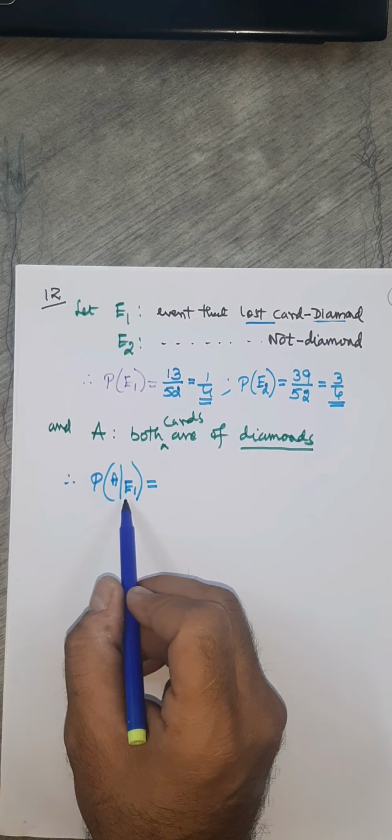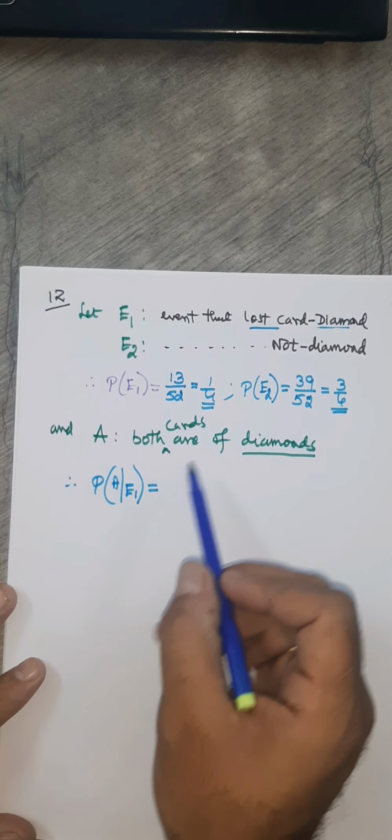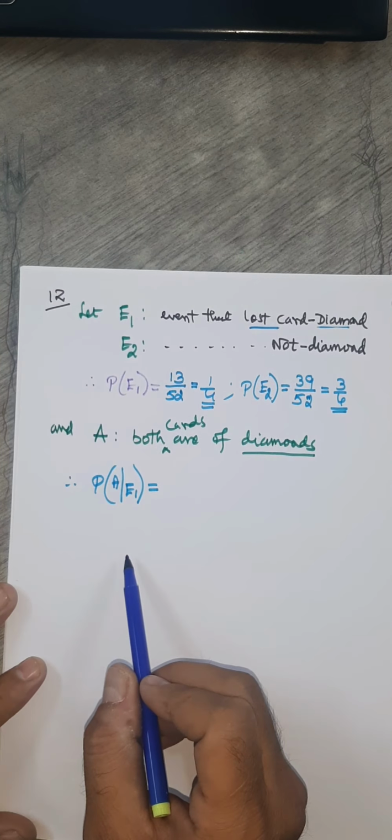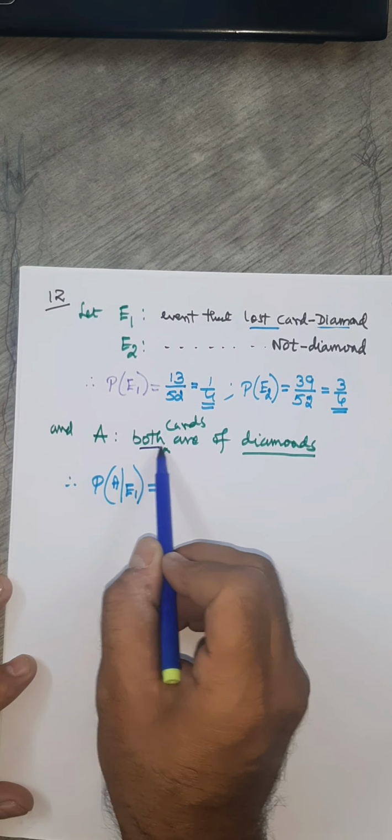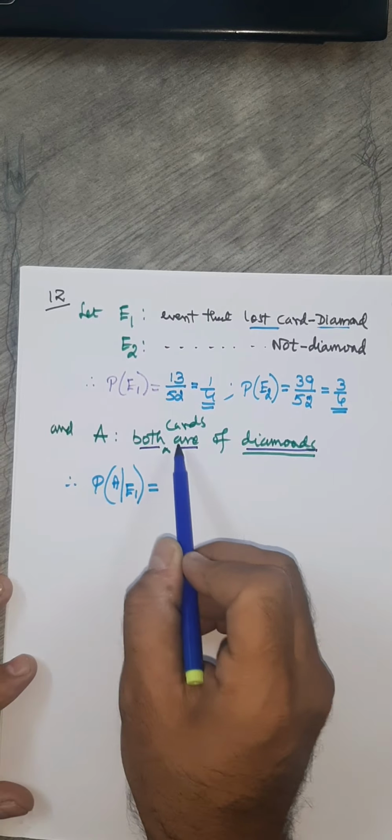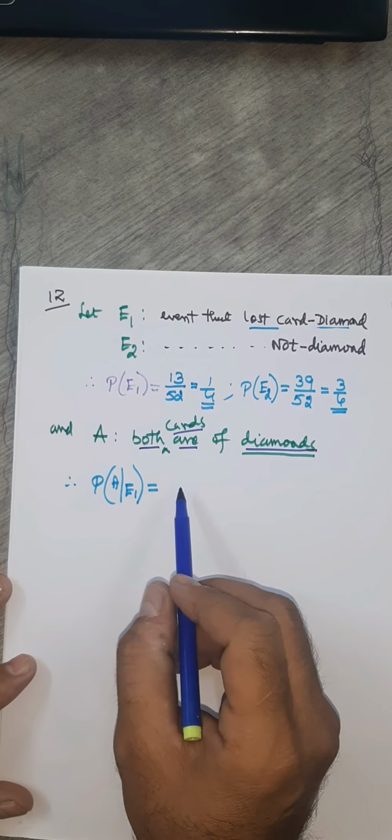Event E1 has occurred means what? That the lost card is a diamond. Now we are going to select how many cards? Diamond cards, but 2 diamond cards. Both the cards are diamonds.